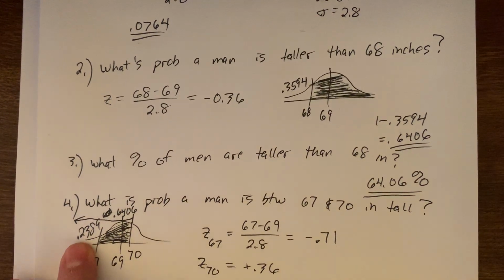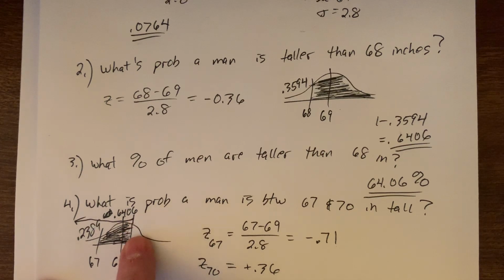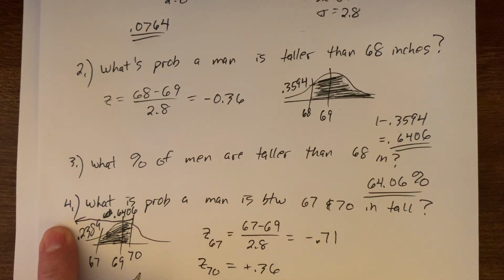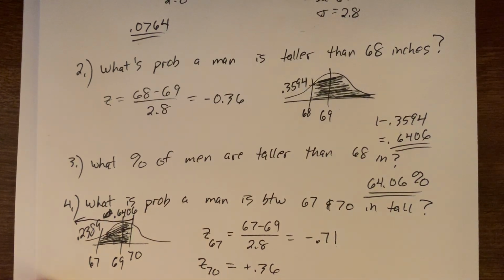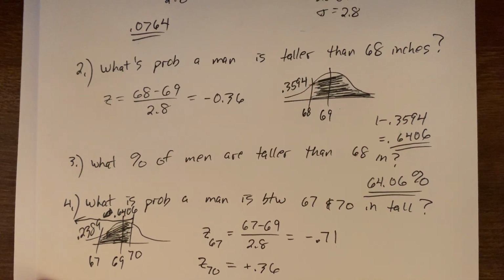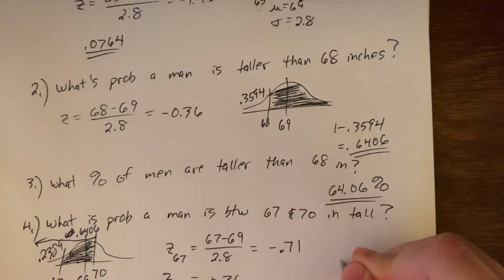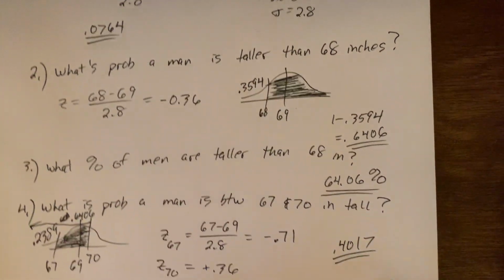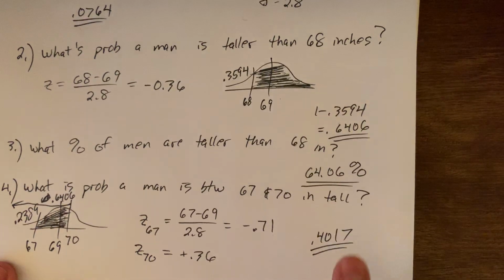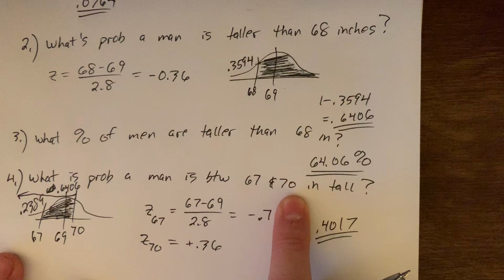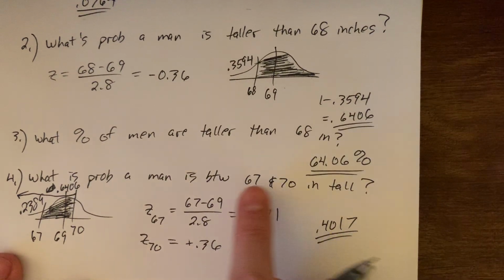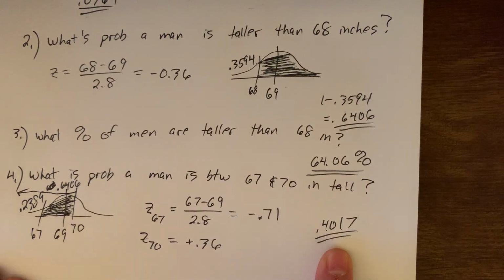need. This almost seems like it doesn't help. That gives me more than what I want. Oh, but how much more? This much more. So this minus this. And that will give me 0.4017. And just like we saw up here, that's the probability one man is between 67 and 70 inches tall. What percentage of men are between these heights would be 40.17%.